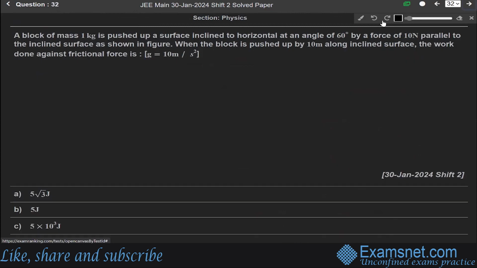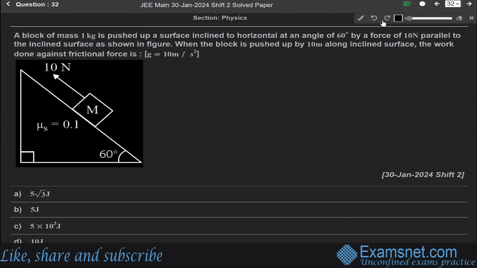Now next question 32. A block of mass 1 kg is pushed up a surface inclined to the horizontal at an angle of 60 degrees by a force of 10 Newton parallel to the inclined surface, as shown in the figure. When the block is pushed up by 10 meter along the inclined surface, find the work done against the friction force. This question is from the chapter of work, energy and power.